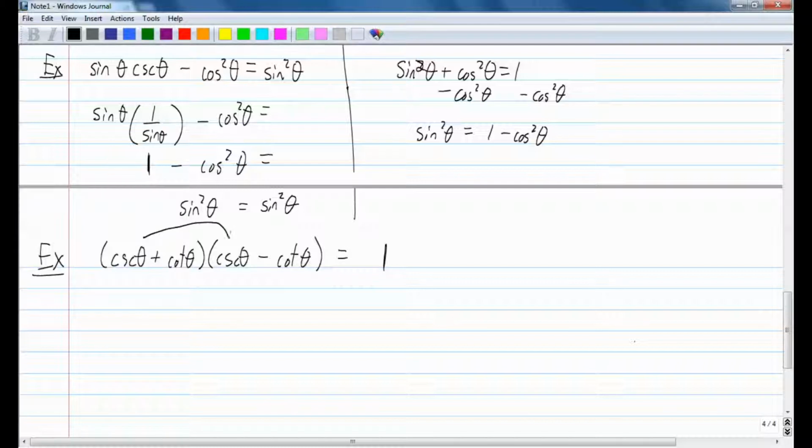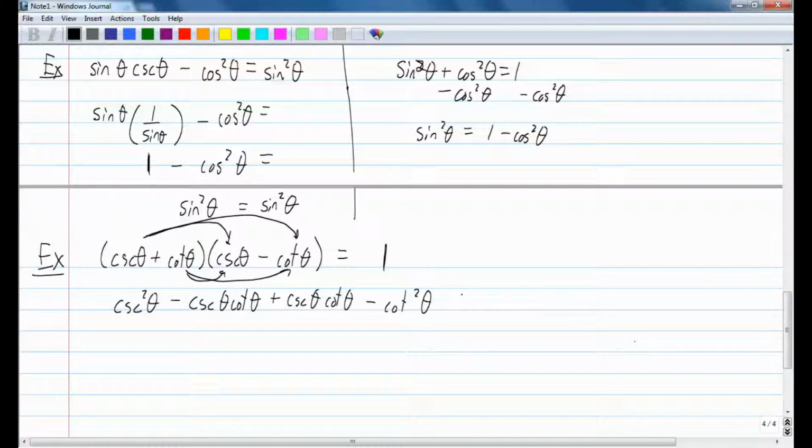So I'm going to multiply the first terms. Cosecant theta times cosecant theta is cosecant squared theta. Multiply the outer terms. Cosecant theta times negative cotangent theta is going to be negative cosecant theta cotangent theta. Multiply the inner terms. That's going to give me a positive cosecant theta cotangent theta. And then multiply the last terms. That's going to give me a negative cotangent squared theta. The middle terms cancel out, right? That leaves me with cosecant squared theta minus cotangent squared theta equals 1.